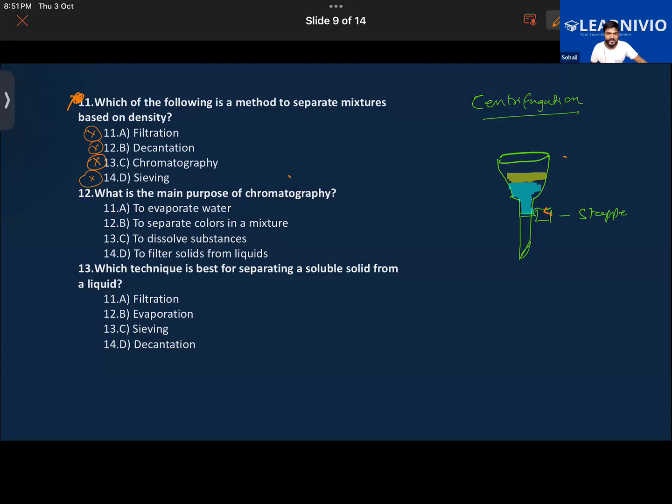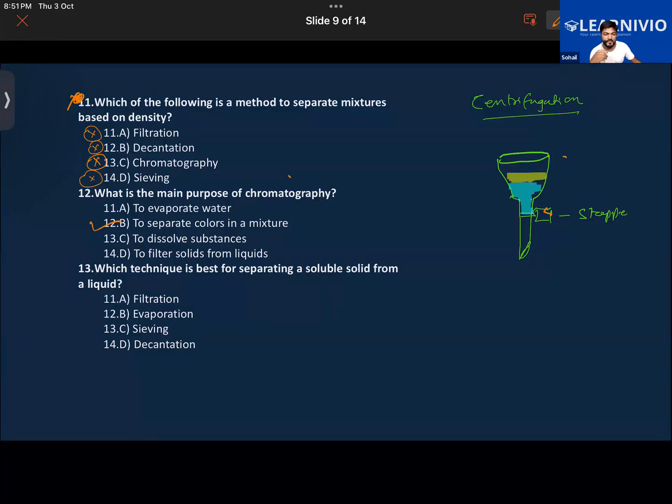What is the main purpose of chromatography? To separate colors in a mixture. Correct. Which technique is best for separating a soluble solid from a liquid? Filtration, evaporation, sieving. It's a soluble solid. Keep this in mind.